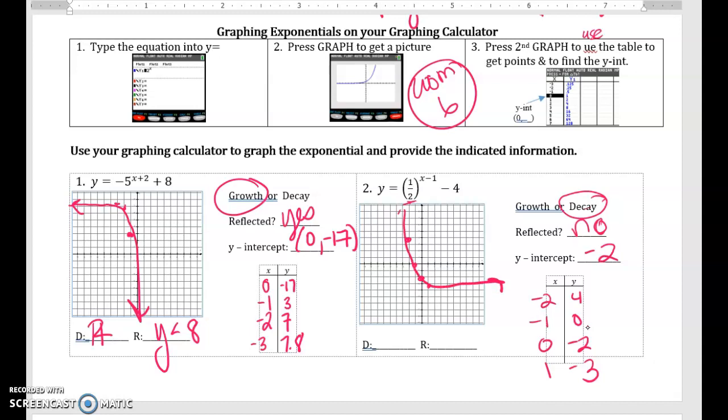So since we're decaying, that's your general shape. All real numbers, your range has to be greater than -4. Because if you look at that table, this graph will never go below -4. It won't even touch -4, so it can't be equal to either.